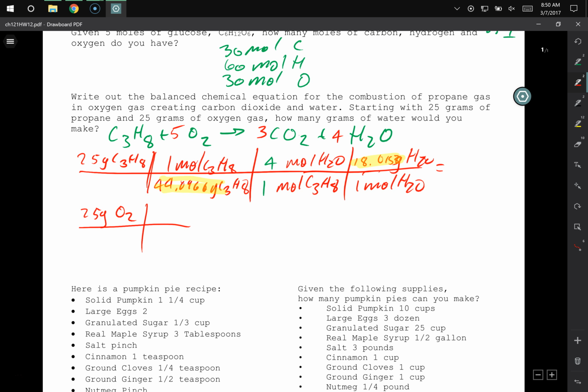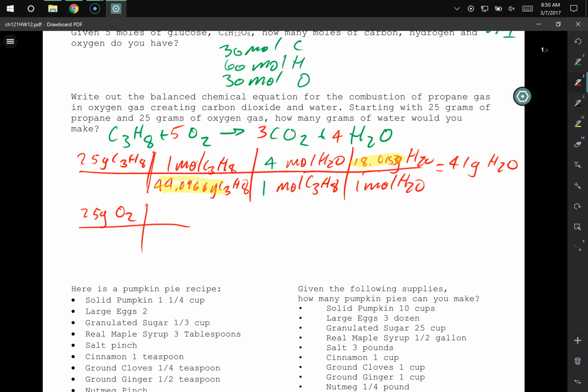So then I've got this 18 times 4 times 25 divided by that 44 number, and I get 40 point, well, it doesn't really matter. I've only got 2 sig figs here because I said 25. So I've got 41 grams of water. So if I start out with 25 grams of propane and enough oxygen, I'll make 41 grams of water.